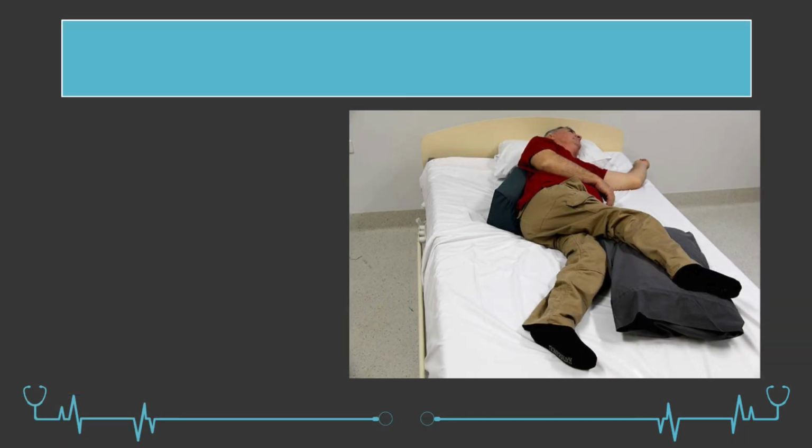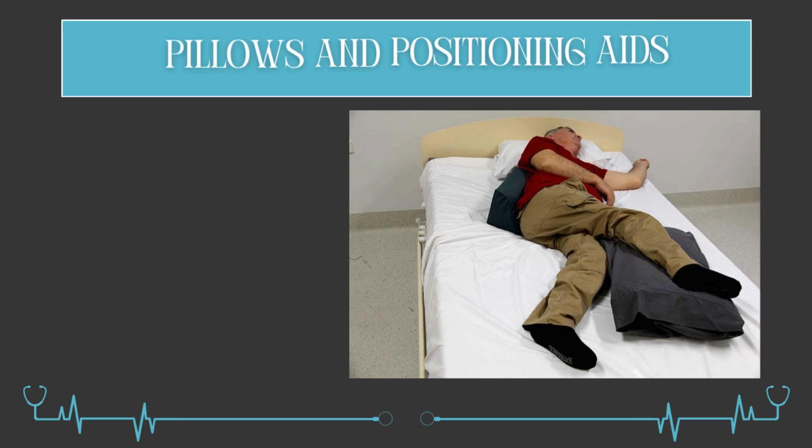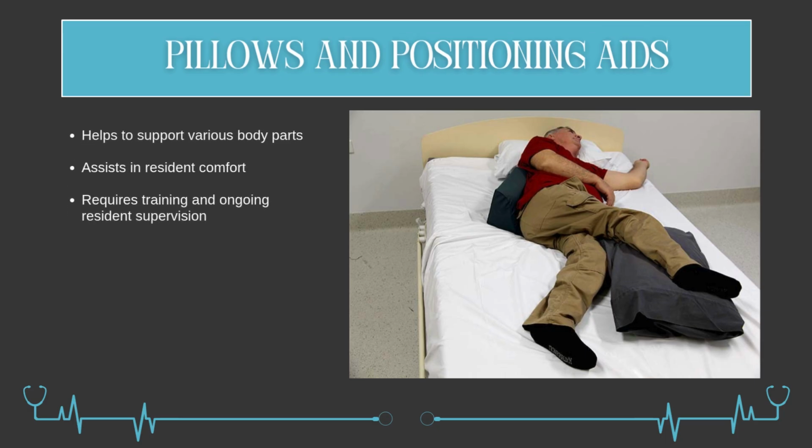For residents who are bedridden, have back pain, or for those with various disabilities, pillows and positioning aids can be used to help support their head, neck, arms, hands and the feet, making them much more comfortable. The use of these aids requires direct care staff be trained on correct resident positioning. Direct care staff are also required to provide ongoing supervision to residents who utilize these aids to ensure residents are not experiencing pain, numbness or discomfort.